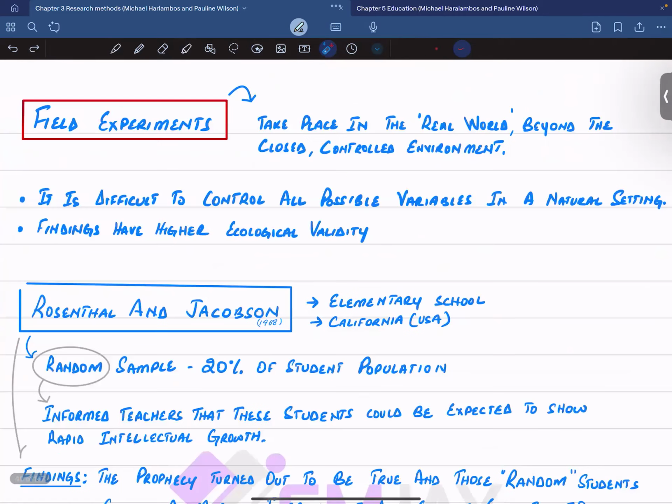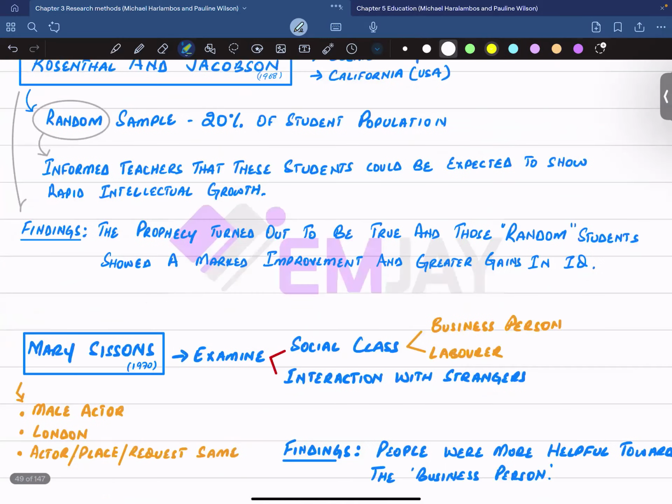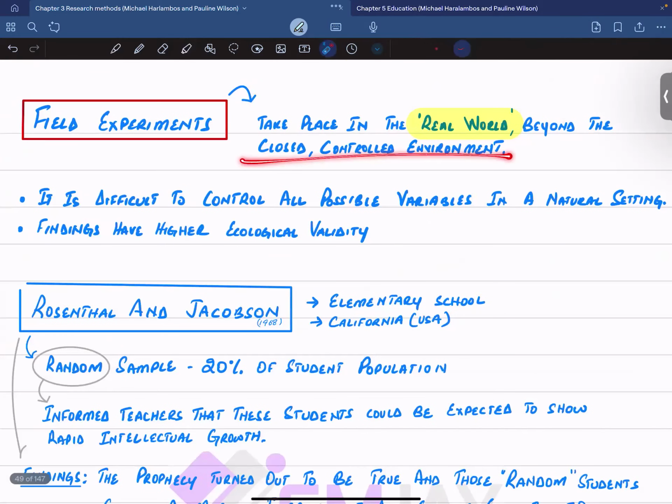Now, moving on towards field experiments real quick here. As we speak about field experiments, like I said, they take place in real world settings beyond the closed, controlled environment. And when we use the words closed and controlled environment over here, we're actually targeting laboratory experiments.